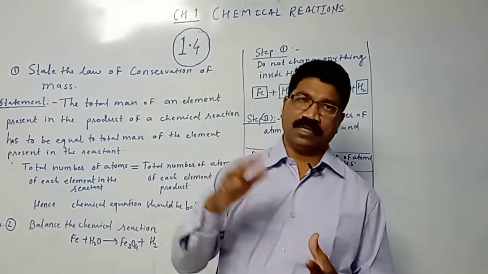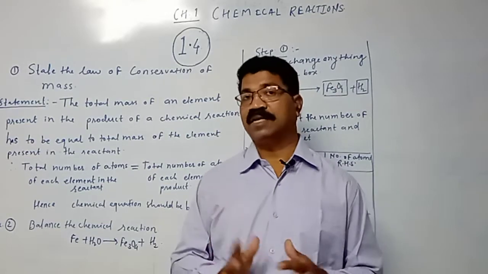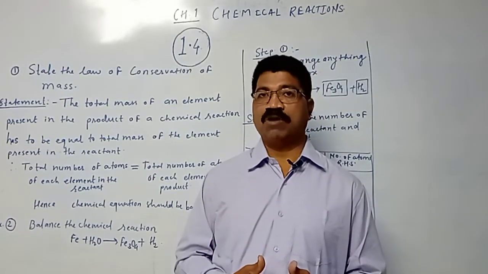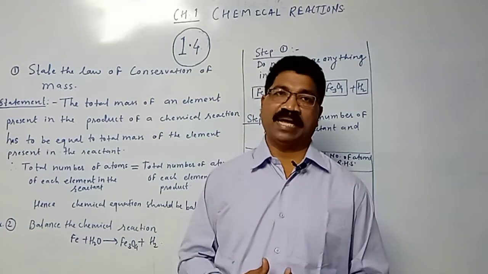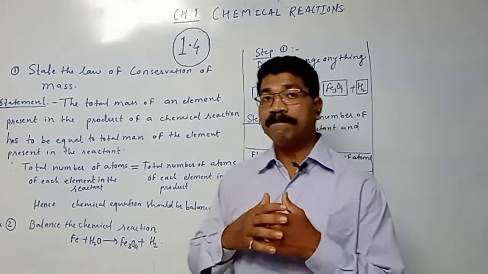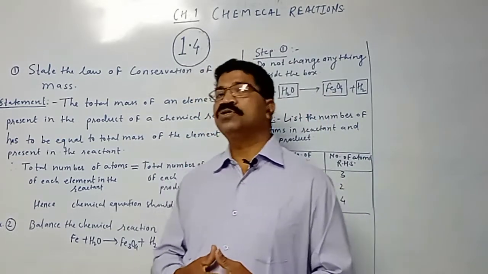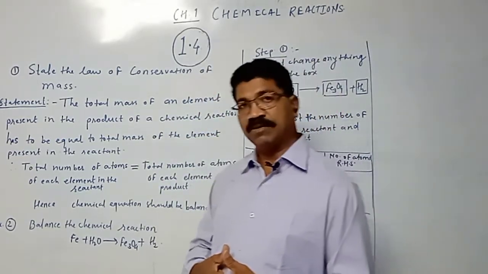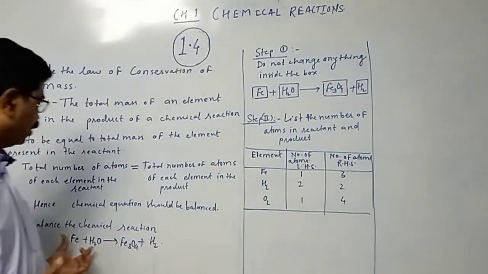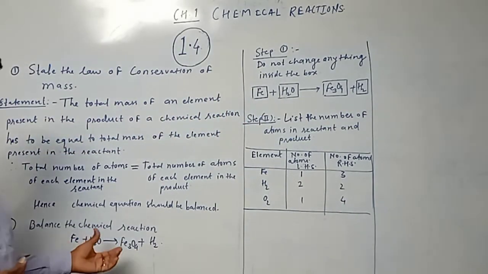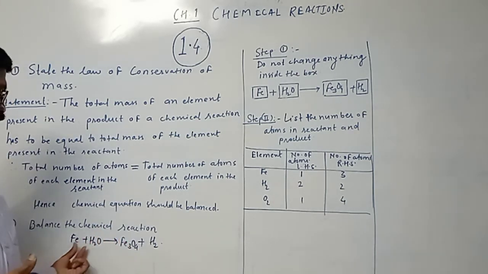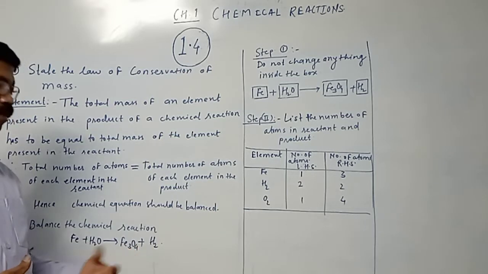Okay, if these total numbers are not equal, then we say that the reaction is unbalanced. So what is needed here? The reaction must be a balanced reaction. So how to balance it? We have to see by giving one example. So let us take an example. Iron reacts with water to produce Fe3O4 plus H2. So iron and water react to produce Fe3O4 plus H2.